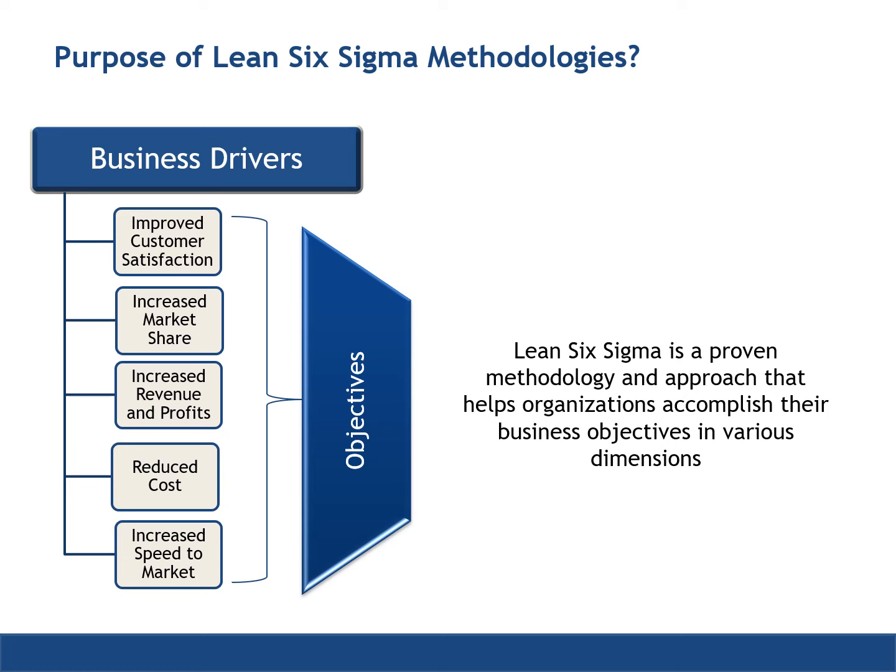But why is Lean Six Sigma a good tool? Lean Six Sigma has been proven historically to be a really good approach that helps organizations accomplish those business objectives. It has been tested in many different industries, and that's why many organizations tend to implement it as part of their culture and practices.